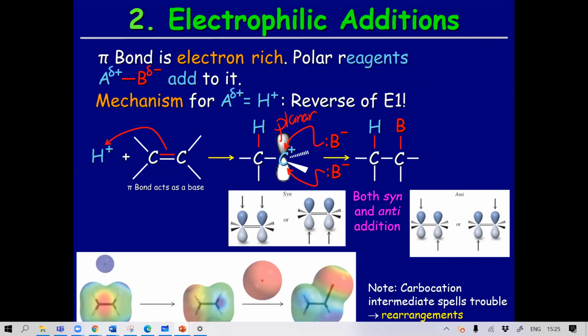Apart from this, always pay attention. We're going to be speaking about this later on. Whenever you create a carbocation, you can have rearrangements. We'll be speaking about rearrangements later on in this course. Rearrangements are a headache.